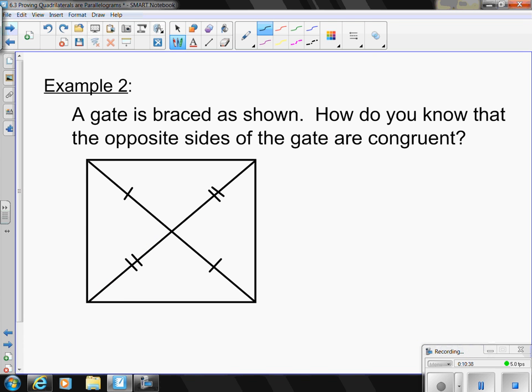A gate is braced as shown. How do you know that the opposite sides of the gate are congruent? Here's a gate, and I look at this and my diagonals are bisecting each other. So that's theorem 6.9, that if the diagonals bisect each other, it's a parallelogram. It doesn't say that this is a right angle. That would be nice to know, but we do know it's a parallelogram.